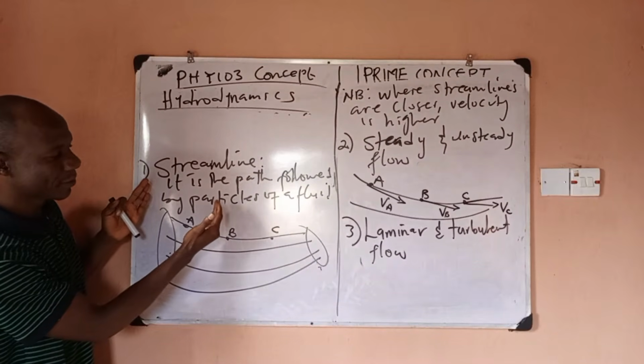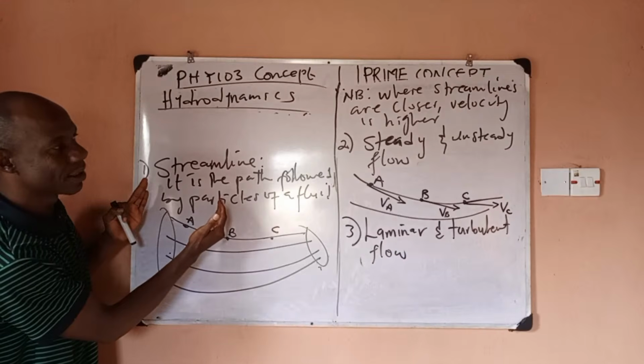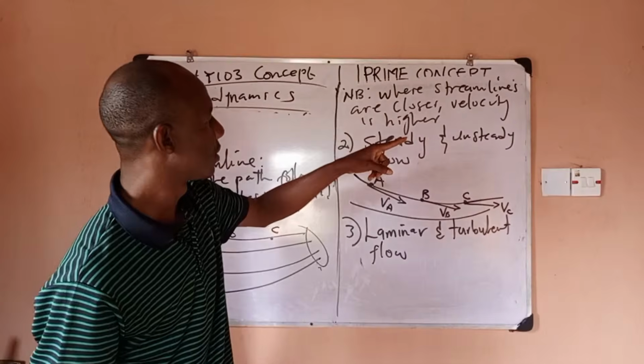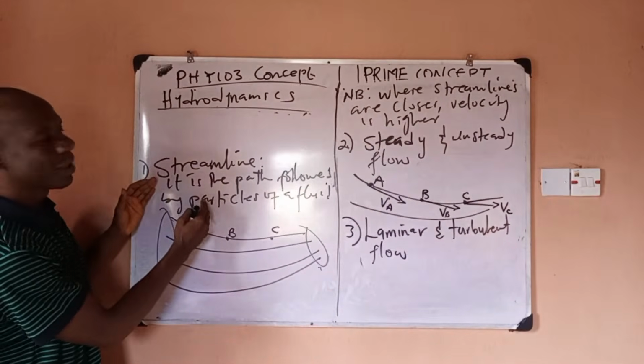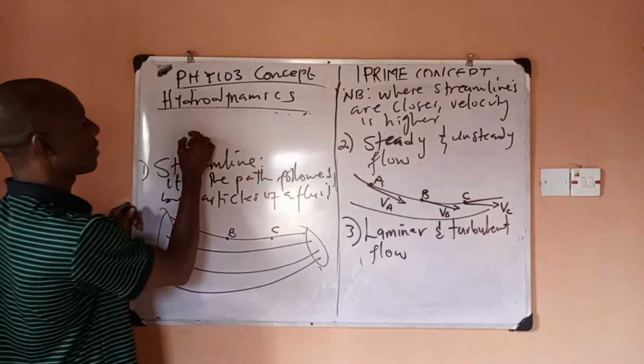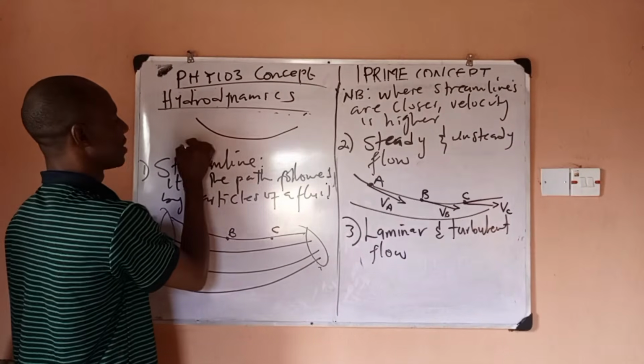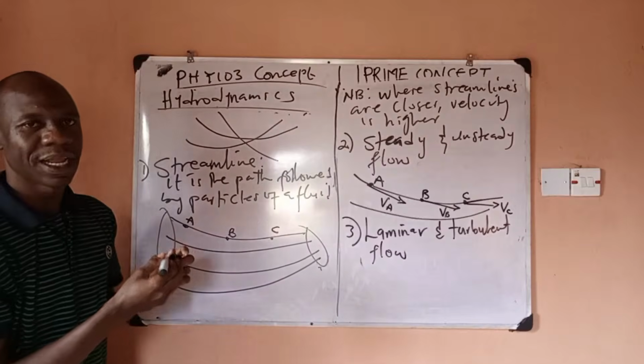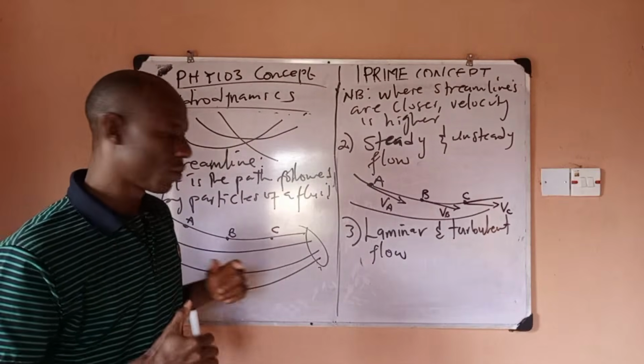Right? Now, I forgot to mention something about streamlines, which I mentioned before anyway. You should know that streamlines don't cross each other. So you can't have something like this and say this is a streamline. You can't have something like this, right? So streamlines don't cross each other. So you should take note of that.